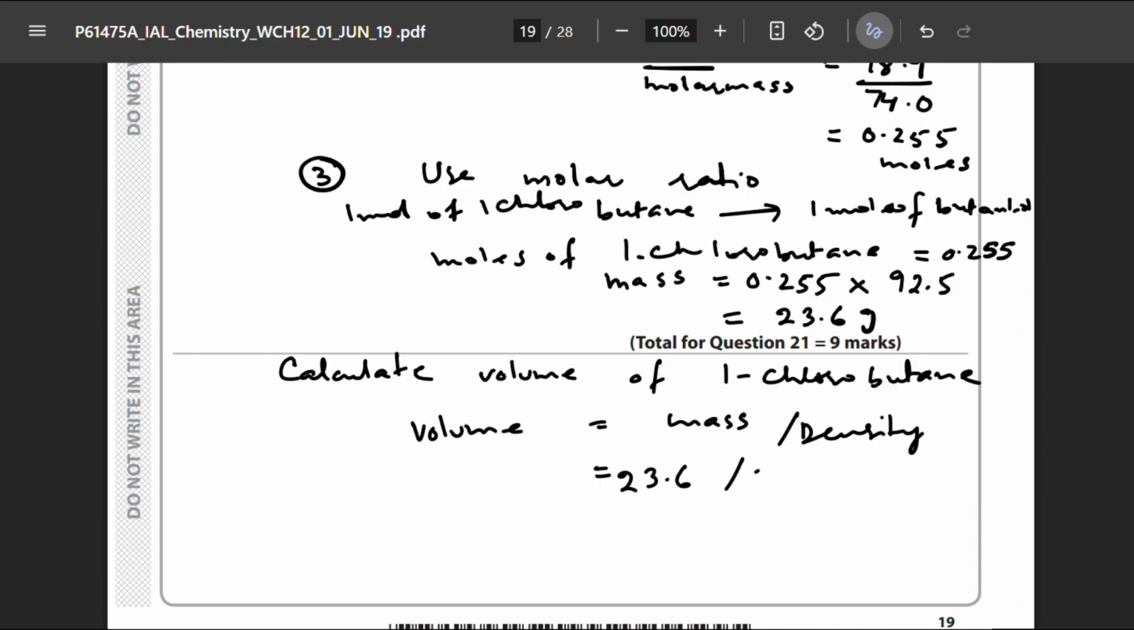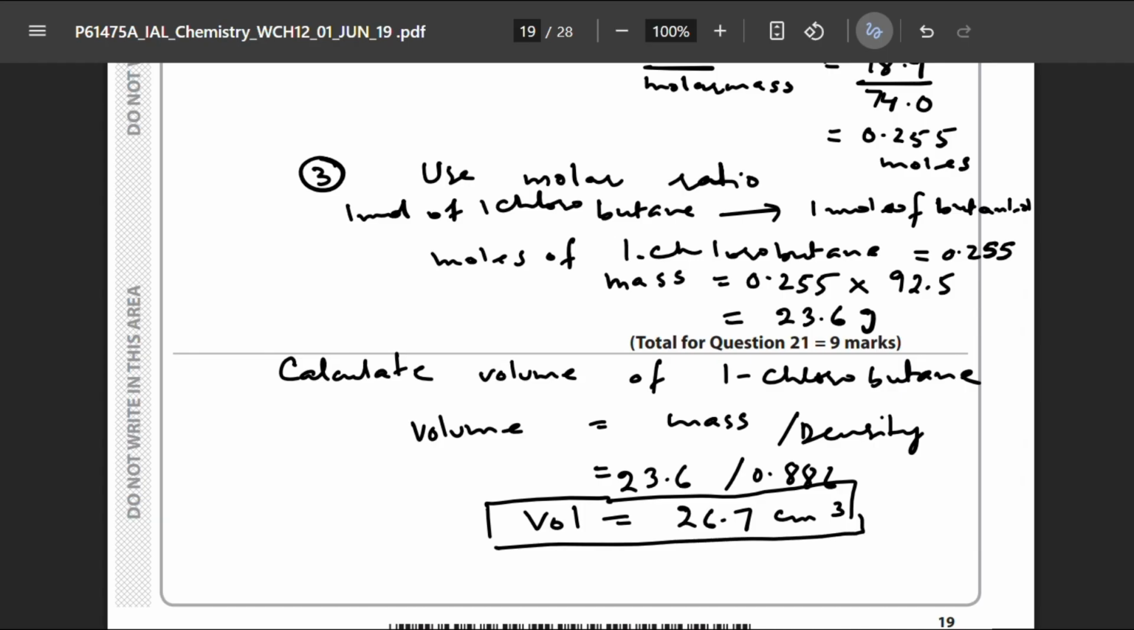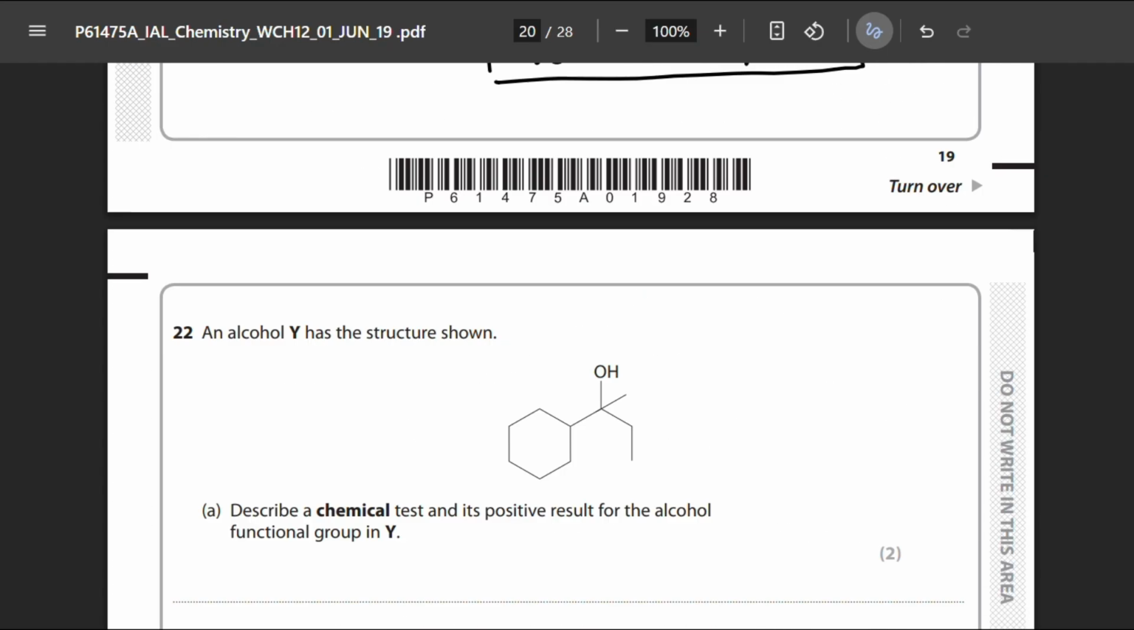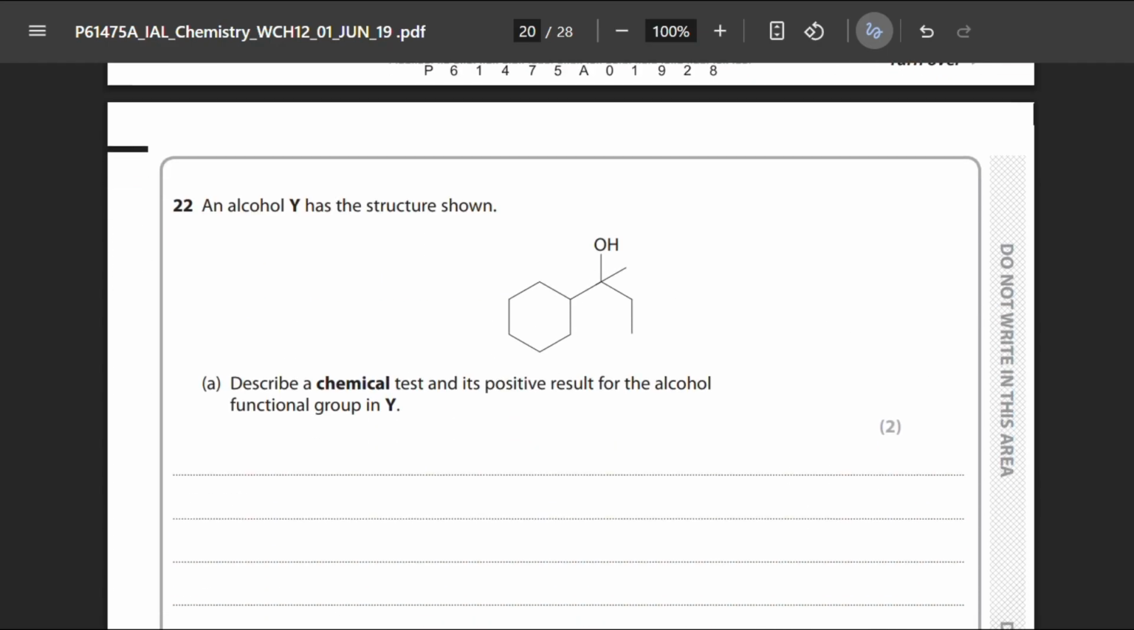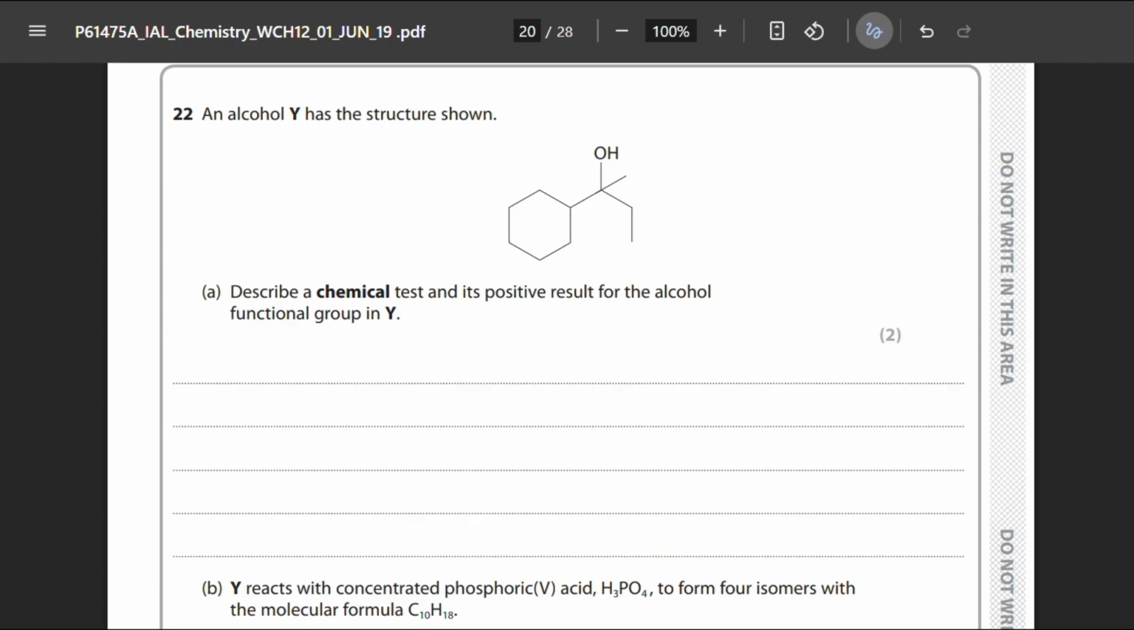Volume is equal to mass over density. So it's 23.6 divided by 0.886. So the volume will be 26.7 centimeter cube. So this is the volume of 1-chlorobutane. I hope this is clear to you. Now move on to the next question.